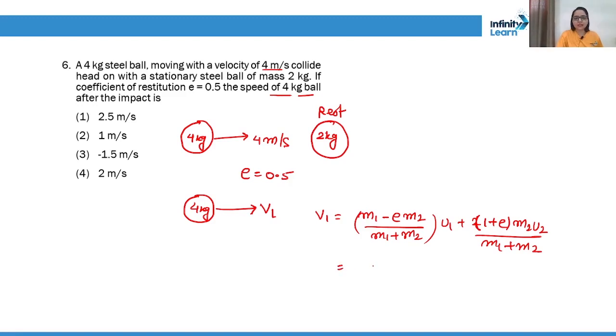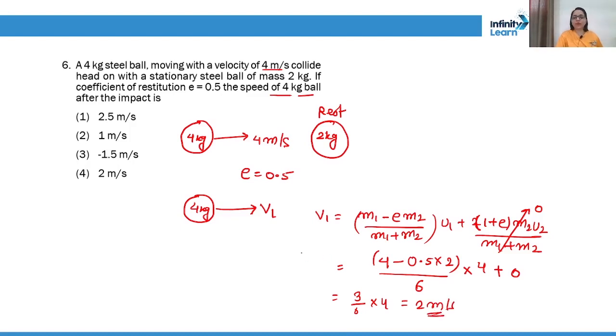So m1 is 4, e is 0.5, m2 is 2, divided by m1 plus m2, 4 plus 2, 6, into u1, which is equal to 4 meter per second. The second term will be 0 because u2 is 0. So we have (4 minus 1) 3, 3 by 6 into 4, which is equal to 2 meter per second. So after the impact, the velocity of the 4 kilogram mass will be 2 meter per second.